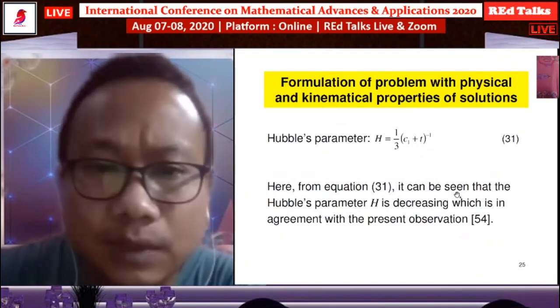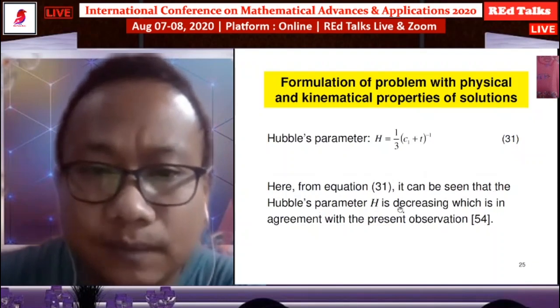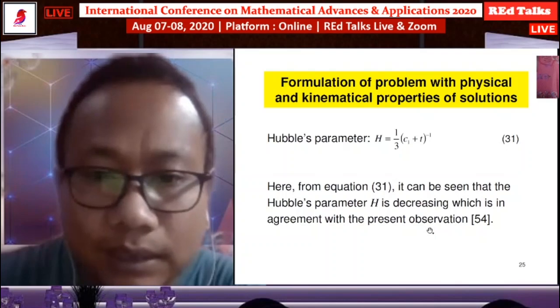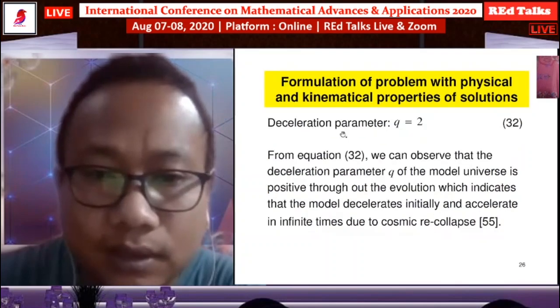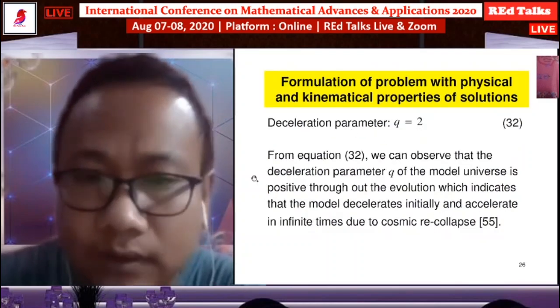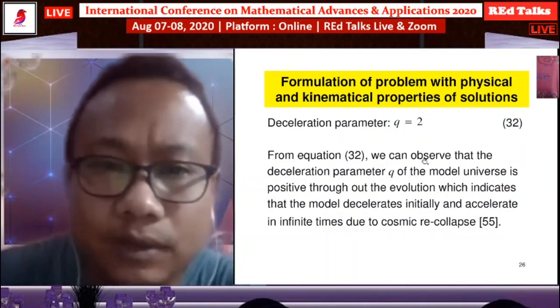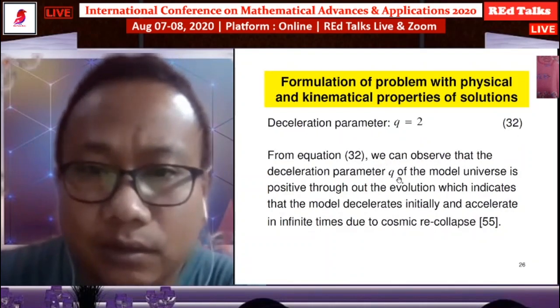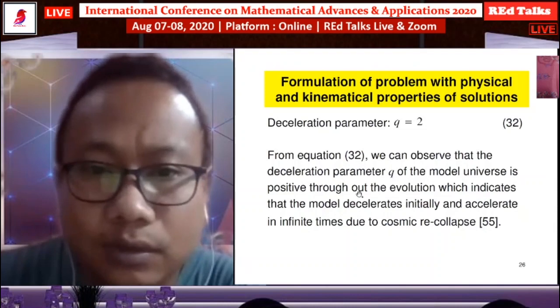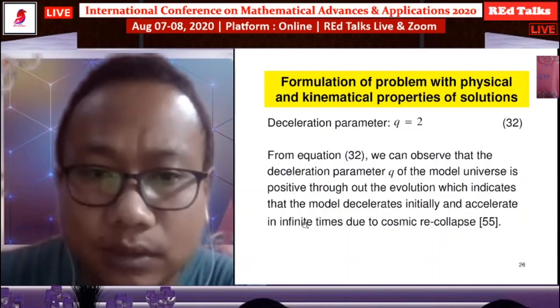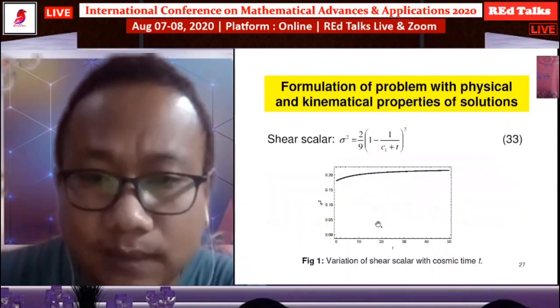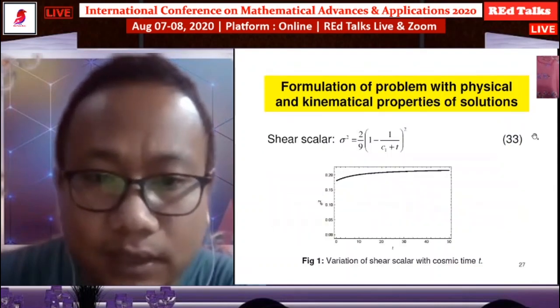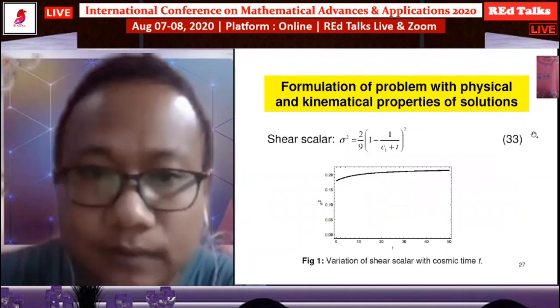Now, Hubble's parameter is given by equation number 31. And here from equation number 31, it can be seen that the Hubble's parameter H is decreasing, which is in agreement with the present observation. And we obtain the deceleration parameter, and it is equal to 2. And from equation 32, we can observe that the deceleration parameter of the model universe is positive throughout the evolution, which indicates that the model decelerates initially and accelerates in infinite time due to cosmic recollapse.